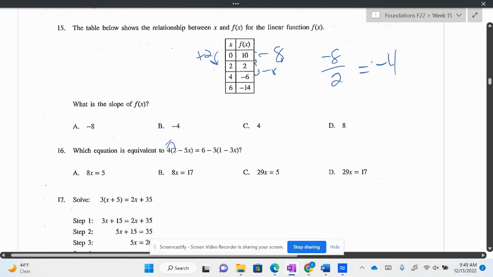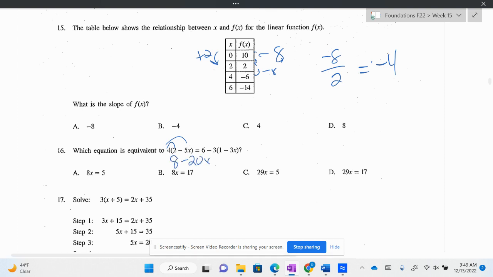So for this one, you're going to distribute. You get 8 minus 20x equals 6 minus 3 plus 9x. So 8 minus 20x equals 3 plus 9x. We're trying to find an equivalent function. When I subtract 9x from both sides, I get negative 29x. Subtract 3 equals negative 5. That means that a positive 29x equals a positive 5.